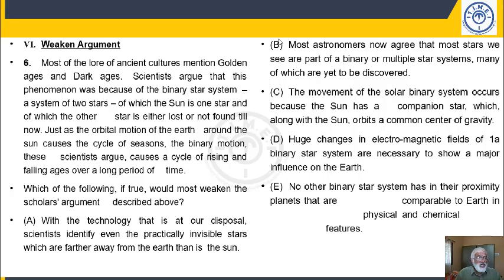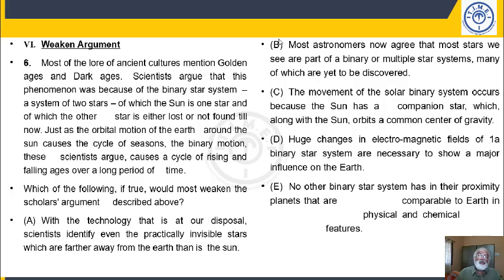With the technology that is at our disposal, scientists identify even the practically invisible stars which are further away from the earth than is the sun, which means if there was a star there, we would have found it. The technology now is good enough for us to be able to find it. In which case, it is possible that there is no star. He's not come to the point of saying that there is no star at all, and we don't know that. But with the technology, it is possible to identify the star, and therefore, since we haven't identified it, it is very likely that there possibly is no star.